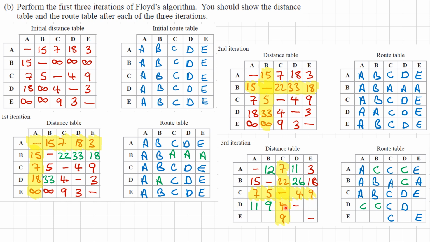This one here is going to be 4 plus 9, 13, greater than 3, so no change to the 3 and no change to the letter. There was an E there before, it stays as an E.